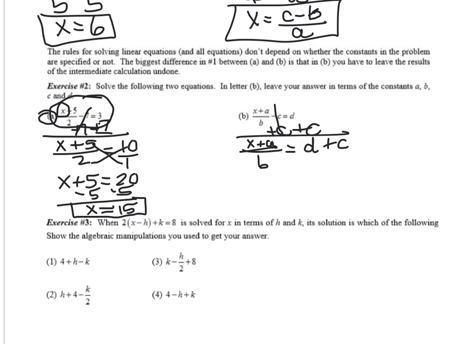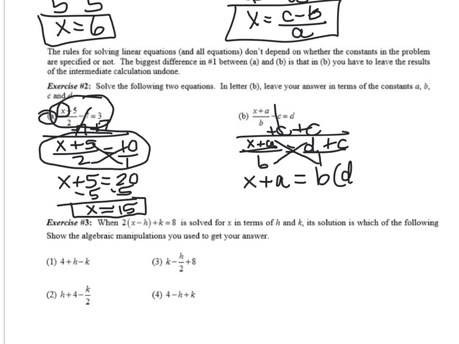Now just like we did over here, when we put the 10 over 1, we're going to put the d plus c over 1, and we're going to cross multiply to solve it. 1 times x plus a is x plus a. The equals goes in the middle. And the other side of your equation comes from multiplying b times d plus c. Make sure you put that d plus c in parentheses.